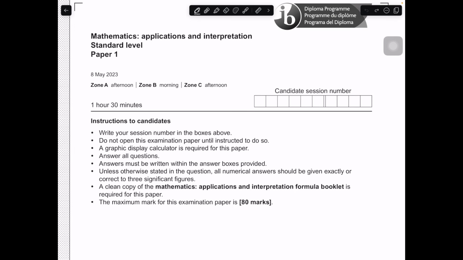Hello everybody, this is paper 1 from May 2023. This is time zone 2. Let's have a look and see what we can do.